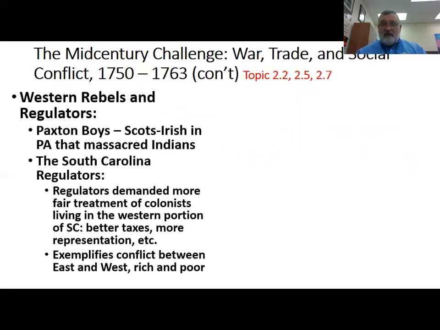In the western part of a lot of colonies, you have people that were very disdainful of the people in the eastern parts, people that were aristocrats. You have examples like the Paxton Boys and the South Carolina Regulators, people that want more land, more representation in government, and fewer concessions given to Native Americans. This is going to lead to some problems with the American Revolution as you start to see these splits between the elites and common people.